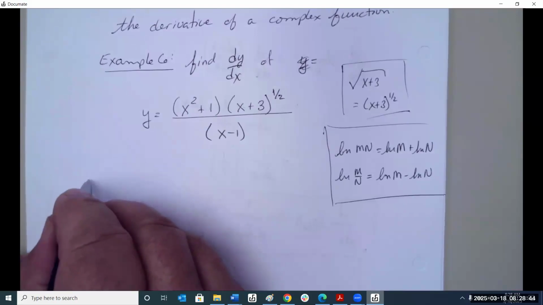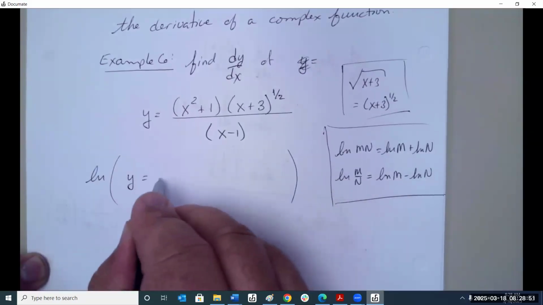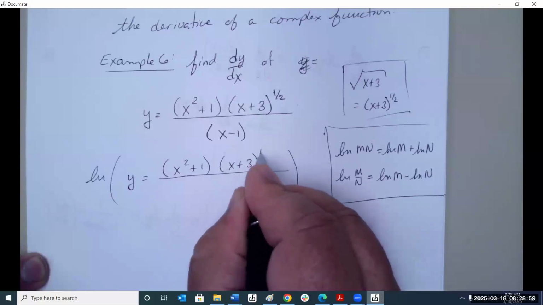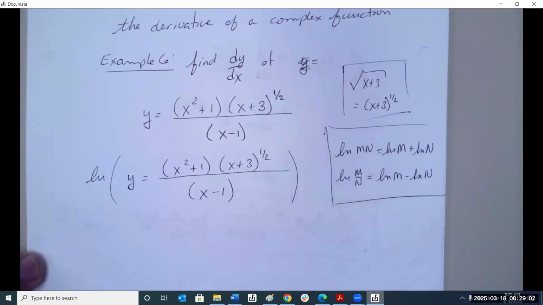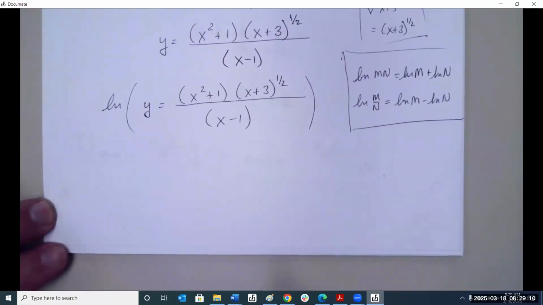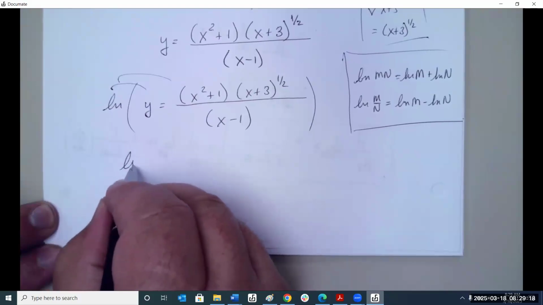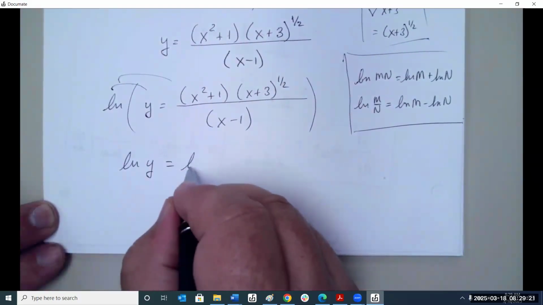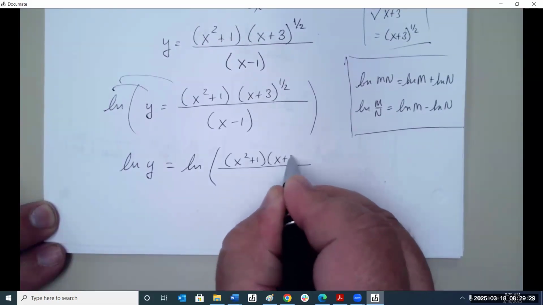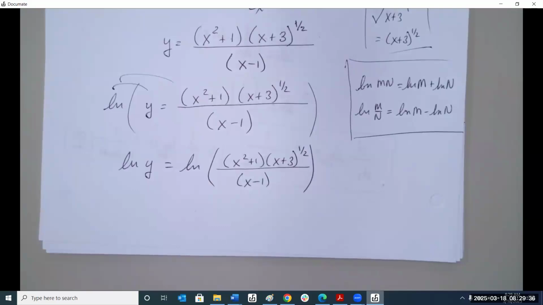But look at this equation. If I take the ln of this entire equation, which means I take the ln of both sides, then ln y equals the ln of x squared plus 1, times x plus 3 to the power 1/2, over x minus 1. So far, so good?